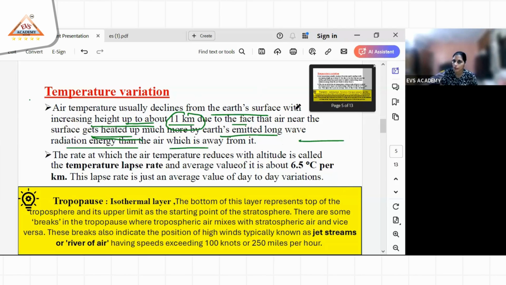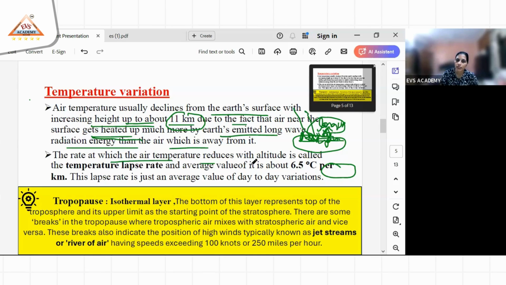So this is the phenomenon: when the sunlight gets absorbed by the ground surface, after that they re-emit it in the form of long wave radiation. These are the radiation which heat up our atmosphere. So obviously the atmosphere which is present near the ground surface is more heated, or has more temperature, as compared to the atmosphere above.